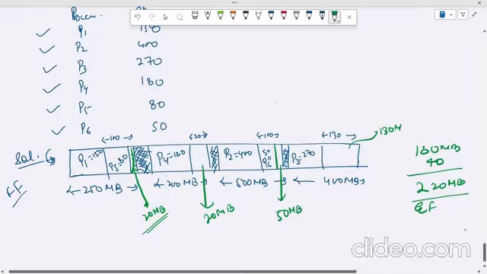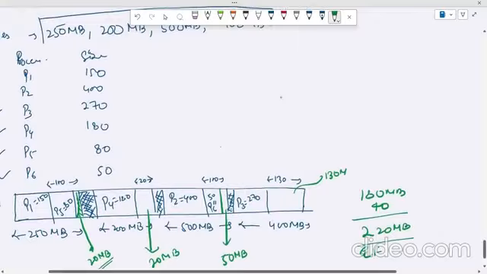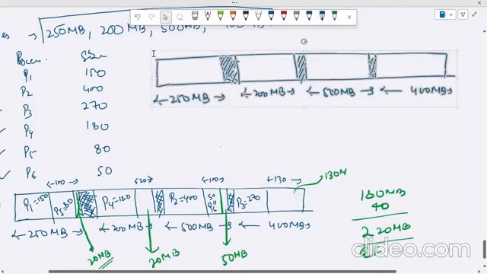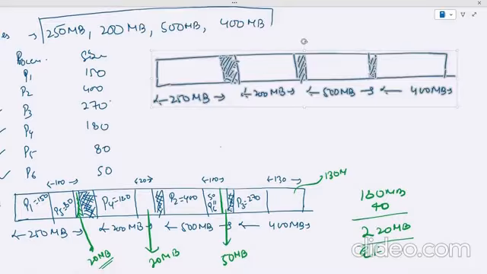Now let's solve this question by best fit. Okay, so let's solve this question here. Start from the beginning.